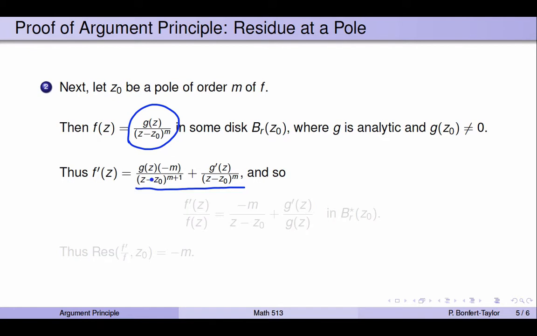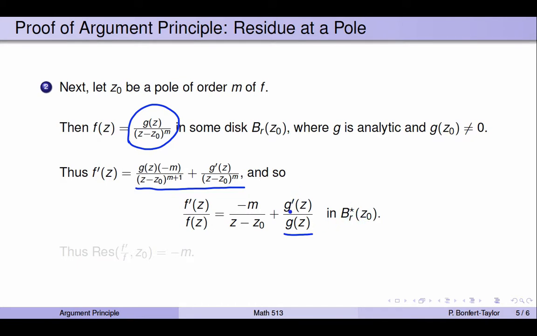In the first term, the g cancels out, and all I'm left with is a minus m and one of the z minus z0s in the denominator. In the second term, z minus z0 to the m cancels out entirely, and all we're left with again is g prime over g. And again, this is true in this punctured neighborhood Br star of c0.